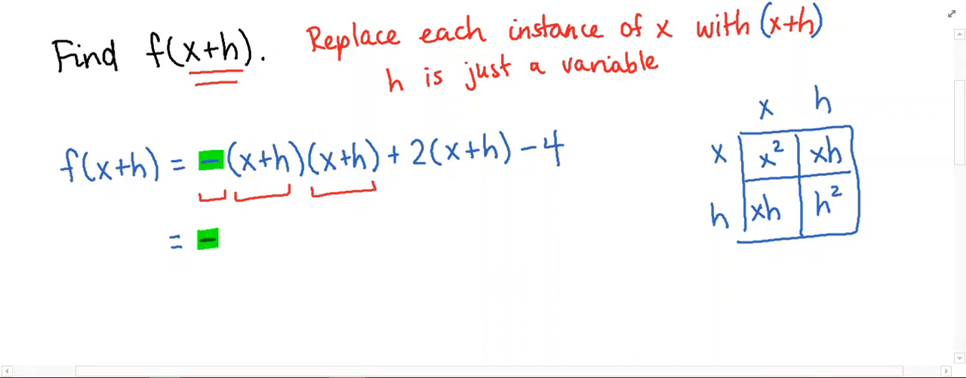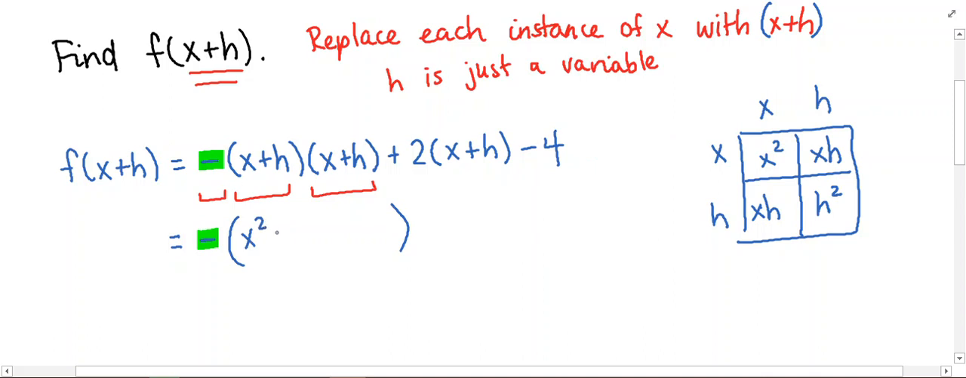And now I need to write down the result of x plus h times x plus h. All 4 pieces have to come. Okay, so you need to put them in parentheses. You need to write in parentheses the result of the multiplication because that negative sign is going to have to get distributed through.